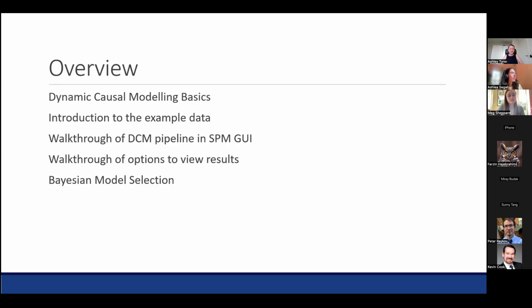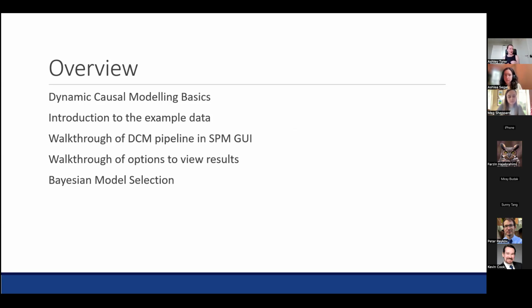Okay, so just a quick overview of what I'm going to be talking about today. I'll start with a very brief overview about the basics of dynamic causal modelling, and then a brief introduction into the example data that we'll be using today. I believe with the sign up link there was a link to the GitHub repository that was shared as well, and that contains all the example data.